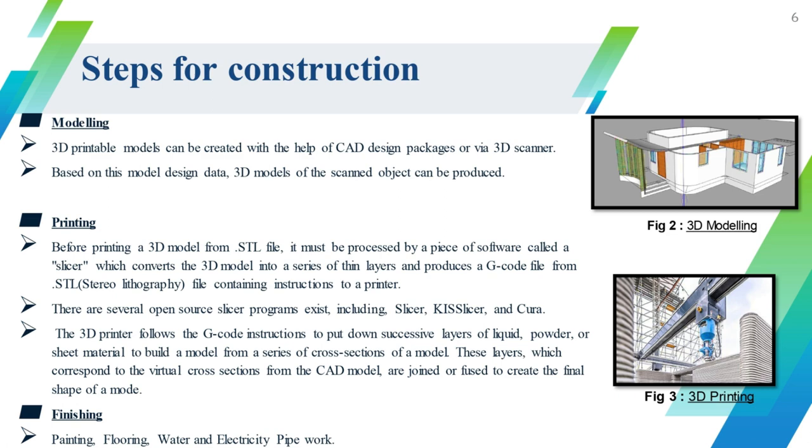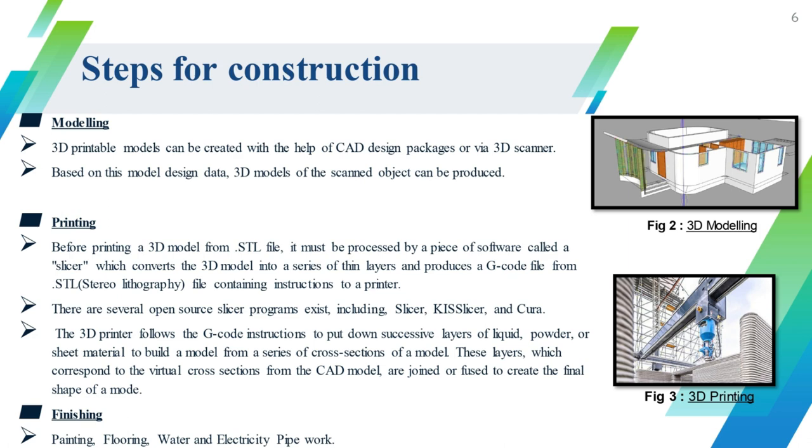The second one is the printing part. Before printing a 3D model, the STL file must be processed by a piece of software called a slicer, which converts the 3D model into a series of thin layers and produces a G-code file from the .stl file containing instructions for the printer.